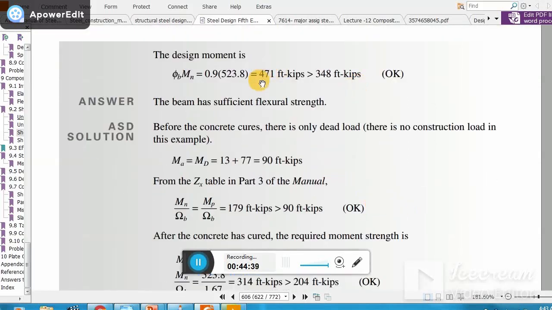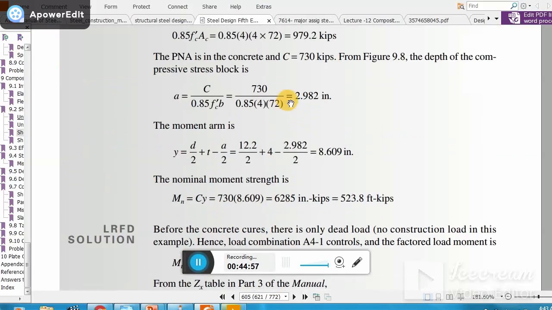So this loading is basically less than the required one, because the 424 was not factored, so that's why we factored it, and that is more than. So this shows that we are on the safe side. The beam has sufficient flexure strength.